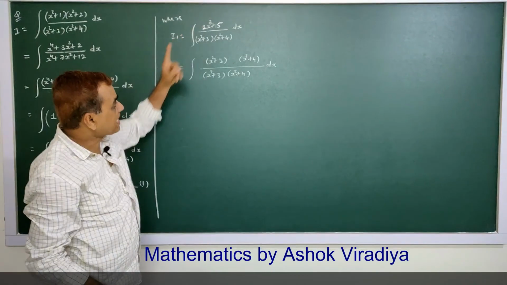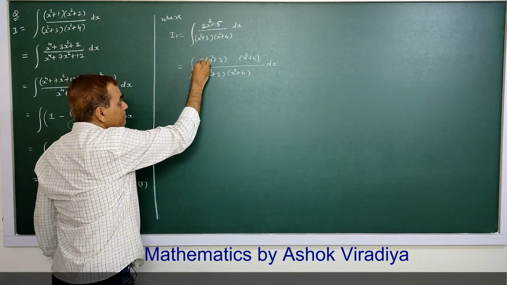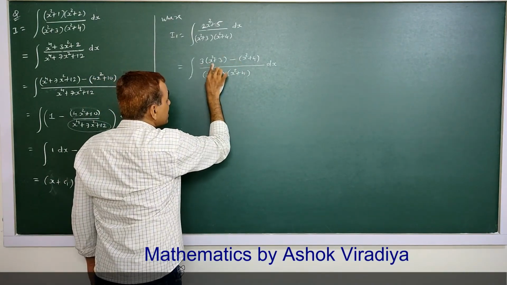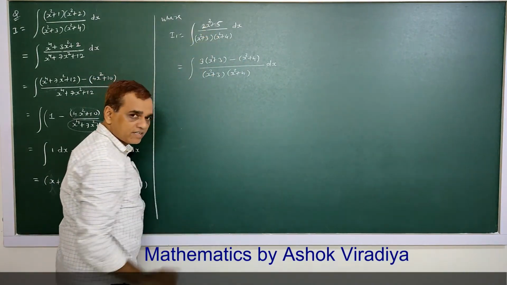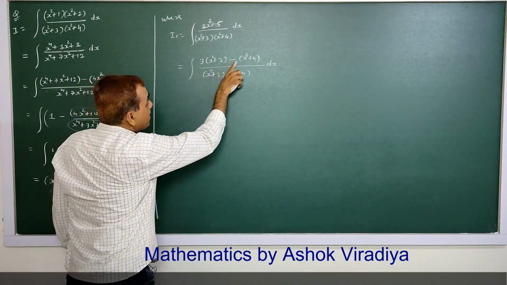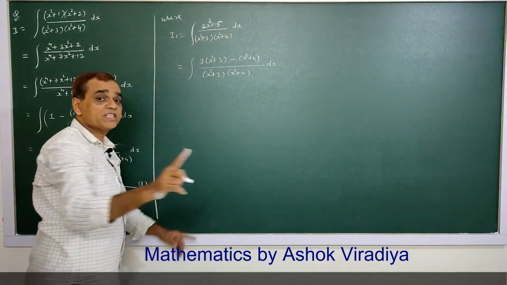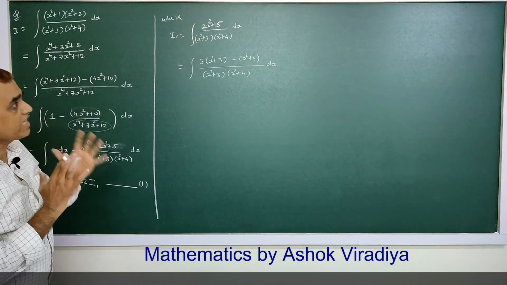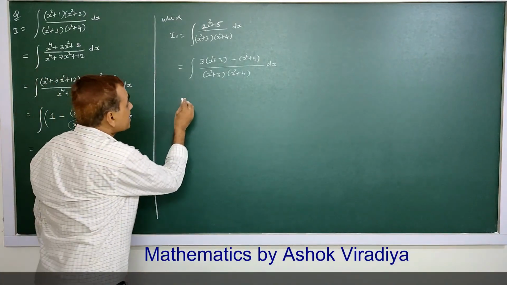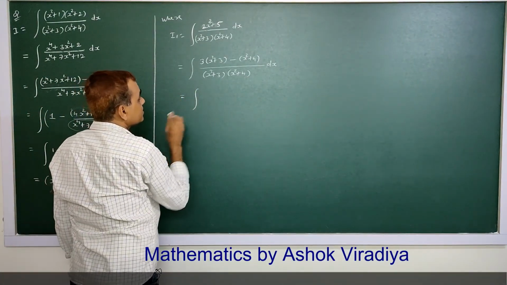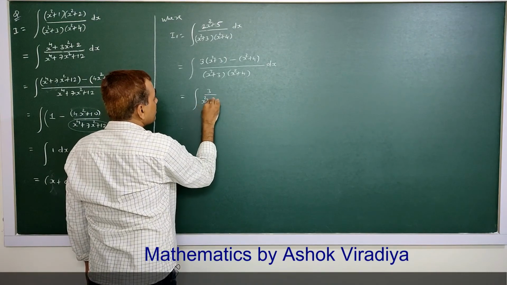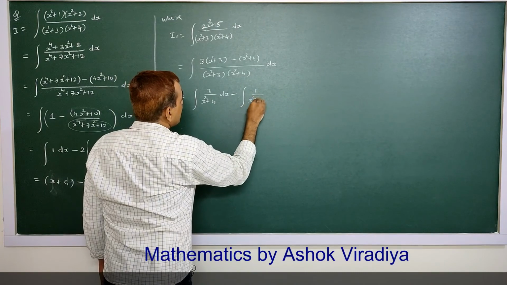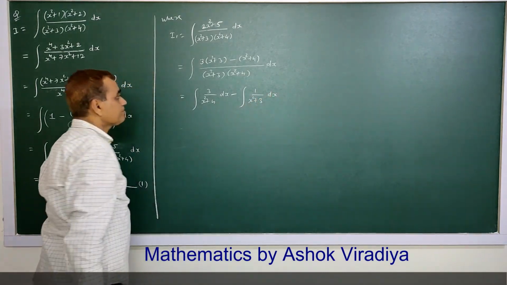We want 2x^2. So if you multiply this number by 3, this is 3x^2. Put here minus: 3x^2 minus x^2 is 2x^2. And 9 minus 4 is 5. So it is done. So express the numerator this way. Now dividing individually, it is 3 upon (x^2 + 4) dx minus 1 upon (x^2 + 3) dx.